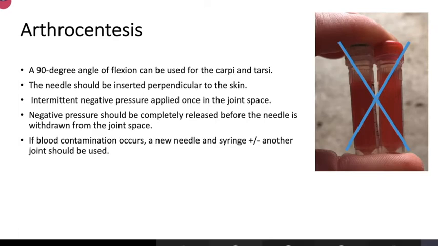Arthrocentesis can be performed under sedation or general anaesthesia, depending on how comfortable you feel and how you think your animal will respond. The joints should be aseptically prepared, so clipped and cleaned with dilute chlorhexidine, and then using sterile gloves and drapes can help you to manipulate the limb and get that 90-degree angle of flexion while maintaining sterility.